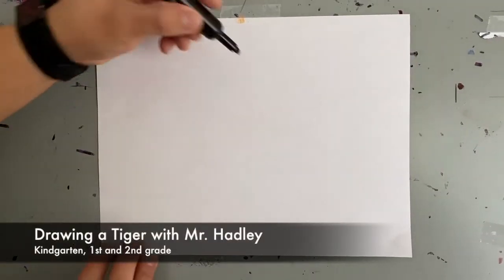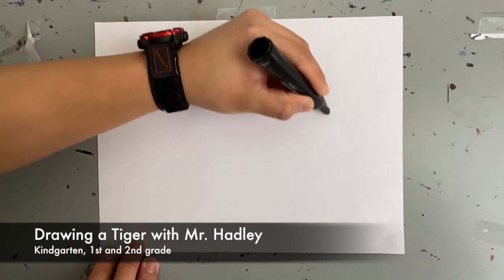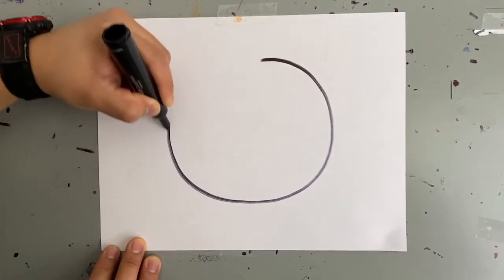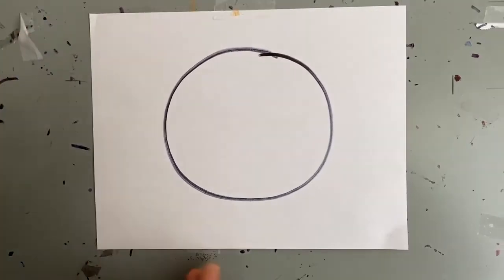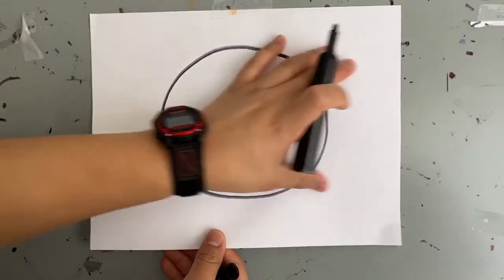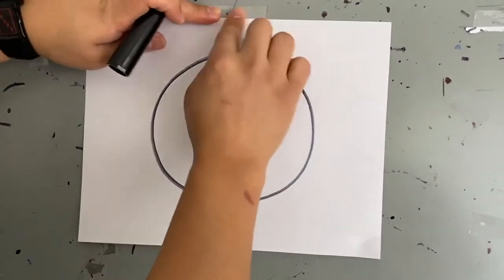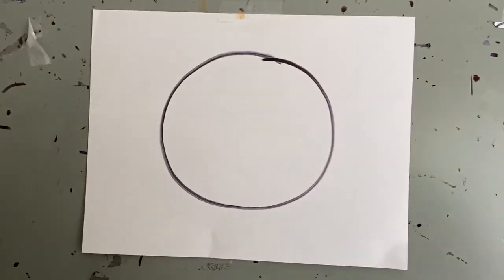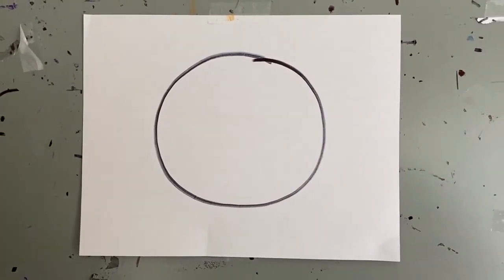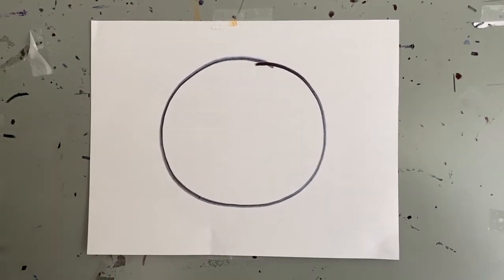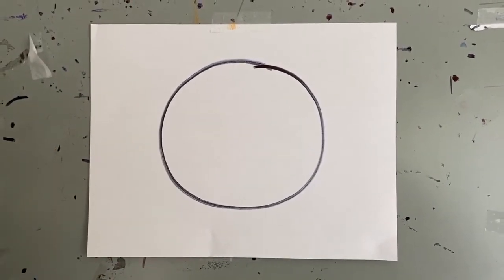For this drawing, you're going to need just a piece of paper and something to draw with. Let's get started. All right, so what you want to do first is draw a circle on the paper. You can position your paper this way horizontally or vertically, it doesn't matter. Should have went over that first, but you get the picture. A circle in the center of the paper. That's going to be for the tiger's head.